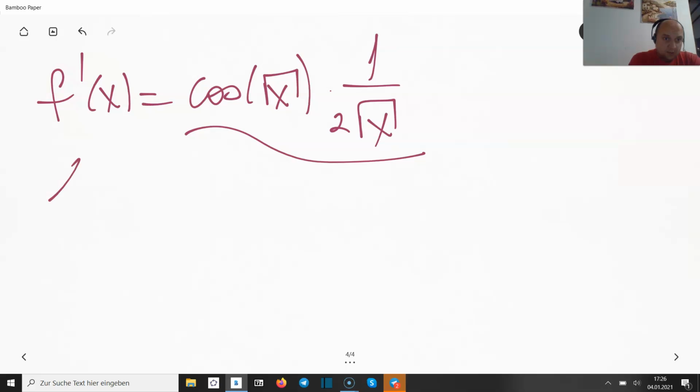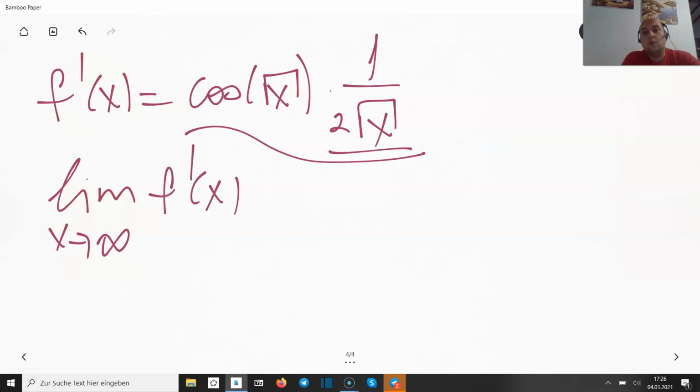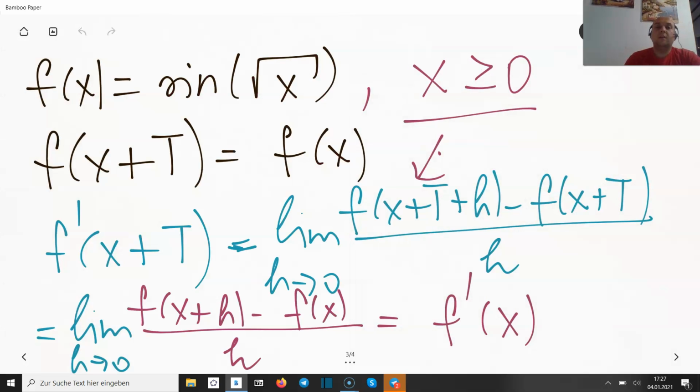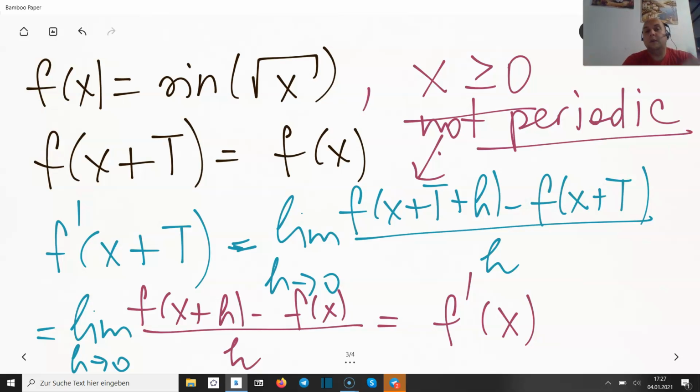But you see here, if we compute the limit as x goes towards infinity of f prime of x, the square root of x is going to be huge, and the cosine is never going further than 1 as an absolute value. So the numerator is bounded by 1, and the denominator is unbounded and goes to infinity. So the value is becoming 0, which means this can never be periodic. And that means, through the proof we've done previously, that our function sine of square root of x is not periodic. So I've done also some theory behind it, but I think it's nice.